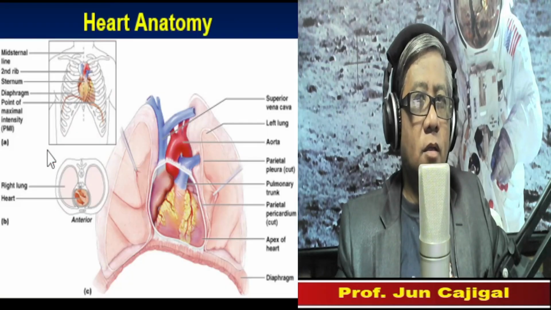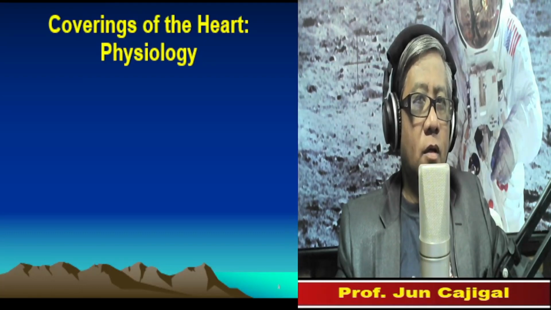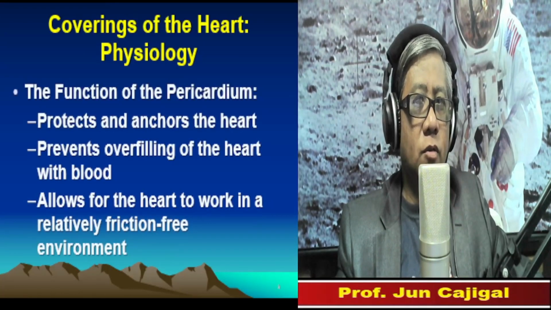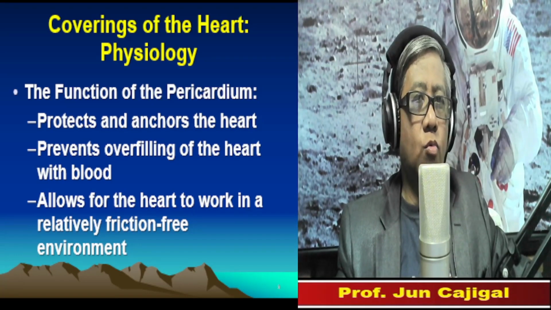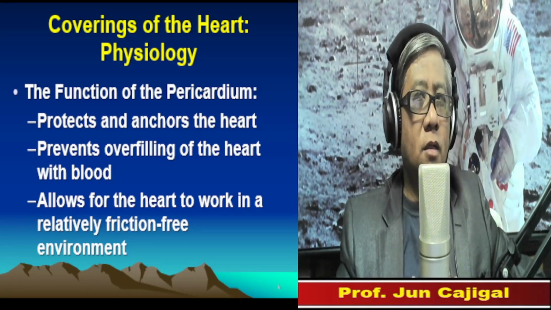Now, the human heart is covered by a membrane called the pericardium. Now, the pericardium performs the following functions. Number one, the pericardium protects and anchors the heart. Number two, the pericardium prevents overfilling of the heart with blood. And number three, the pericardium allows for the heart to work in a relatively friction-free environment. So let's take a look now at the anatomy of the pericardium.